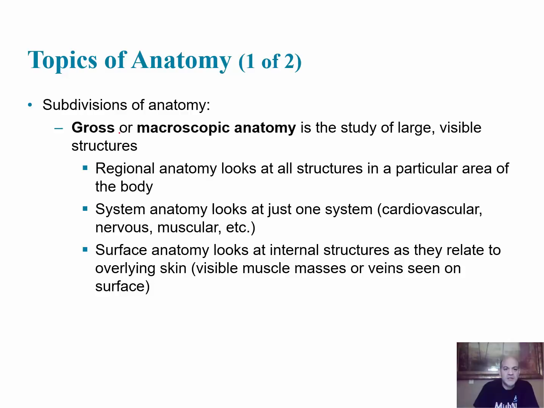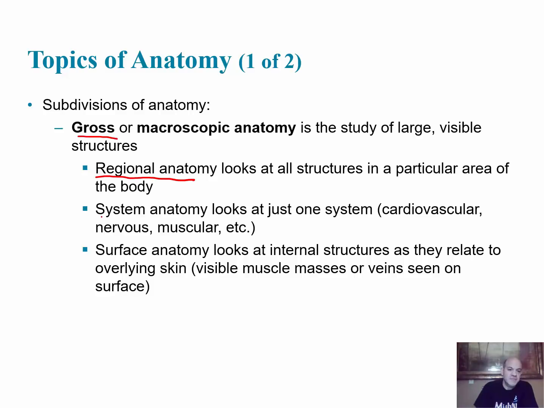So there are some subdivisions of anatomy. One subdivision is gross anatomy, also called macroscopic anatomy. Here, you're able to study large visible structures with the naked eye. You don't need any special instruments like microscopes to do this. And we can study anatomy in different ways. One is regional anatomy, and here you would look at all the structures in a particular area of the body. For example, you might study the anatomy of the head, so you'd be studying things like the skull and the brain and the muscles that you might find in the head.